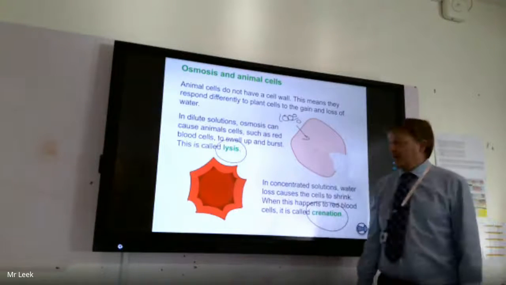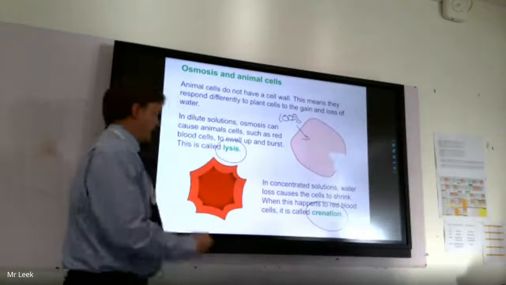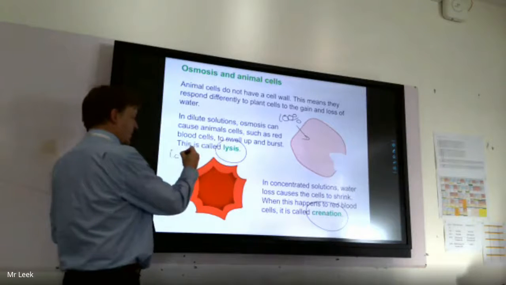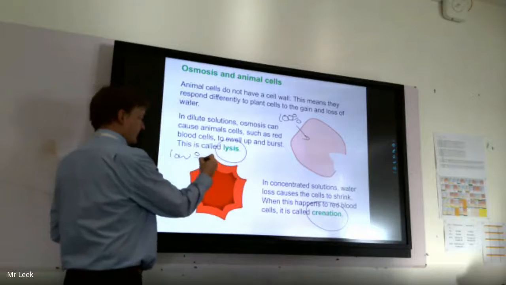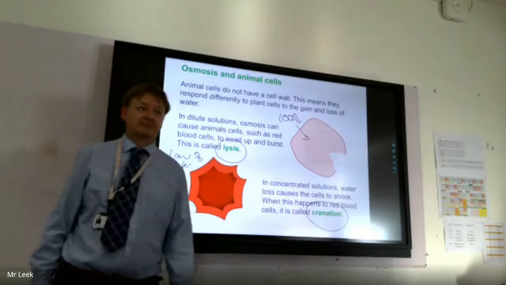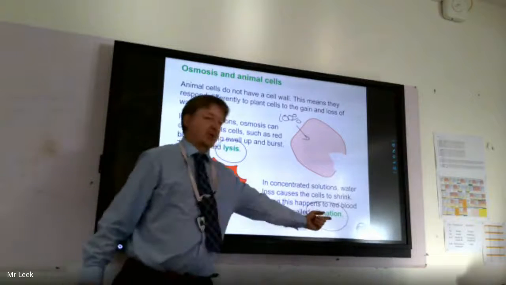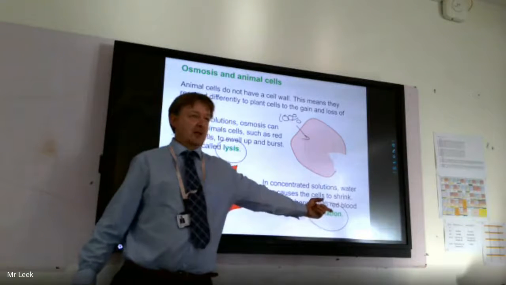The second thing is, if you put a red blood cell into very low percent water, what's the water going to do? It's going to come out. That is called crenation. All right?